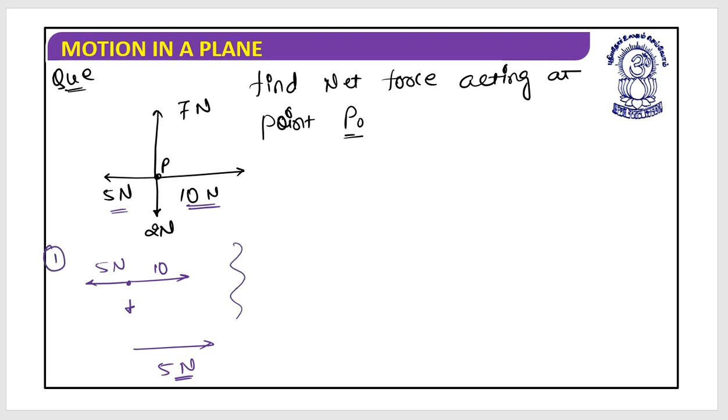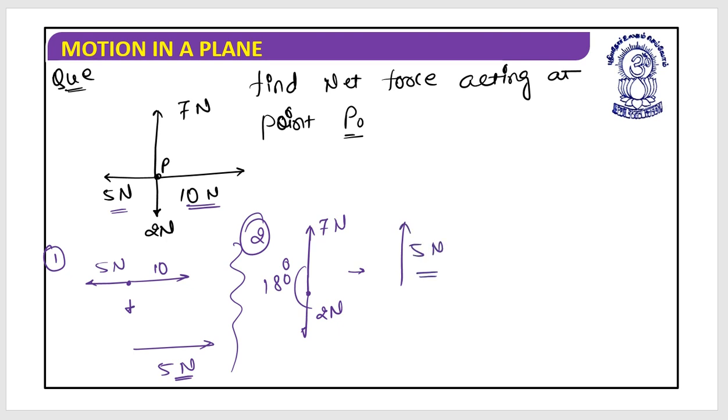Now second is that it is 7 Newton in upward direction, and it is 2 Newton in downward direction. Again the angle is 180 degree. So the remaining term will be equal to 5 Newton. How I did this, it's 7 minus 2, P minus Q kind of thing. Yes, so I am remaining with this.